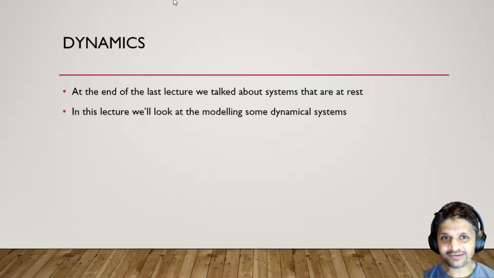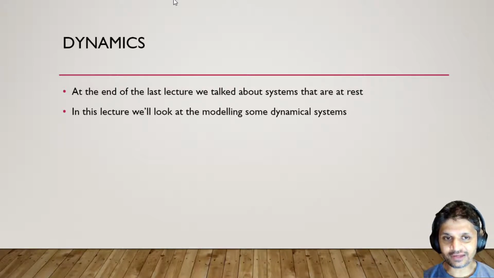Now, in the last lecture, we did this analysis of a system that was at rest, right? So we looked at how we balance out the joint forces versus the forces acting on the end effector, and how we do some calculations around that. The thing about that was it was only possible because the system was at rest. None of that would have made sense if the system was moving.